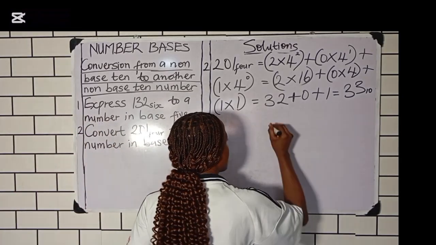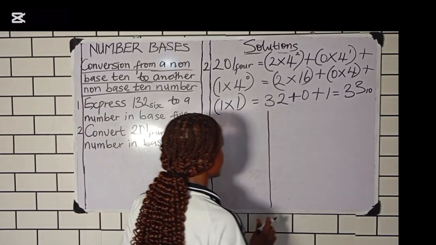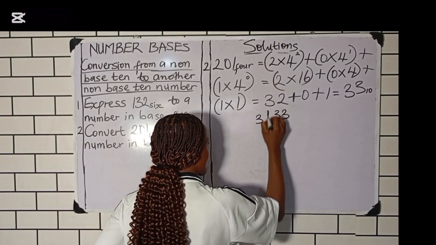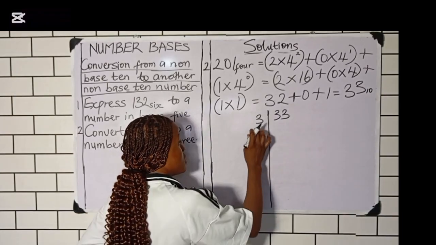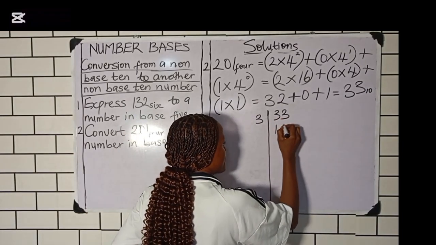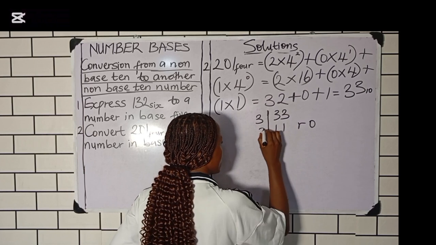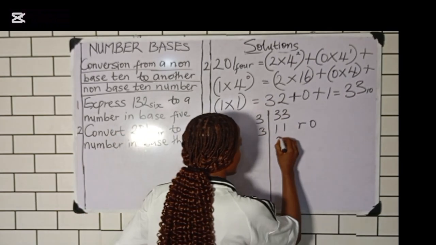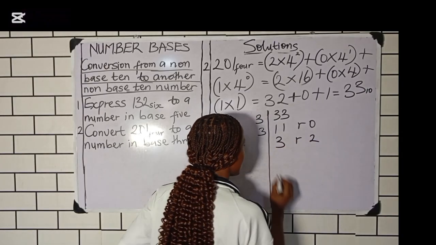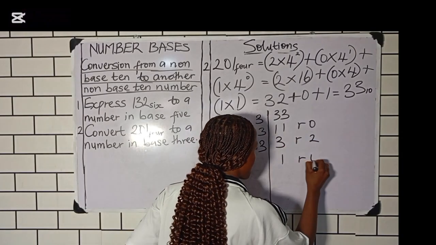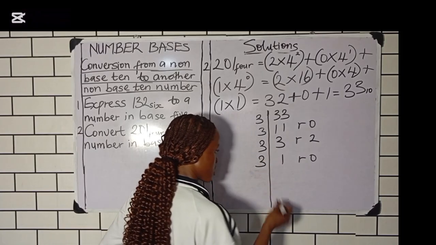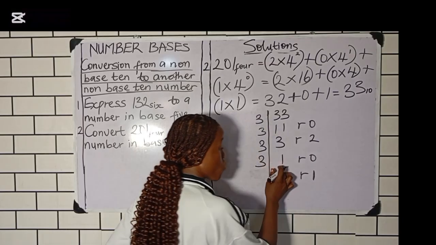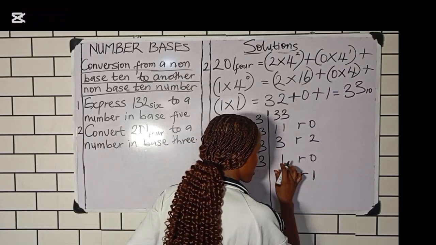Now, after getting it in base 10, you move further and convert it to base 3. You have your 33 here. We are dividing by 3 because we are converting to base 3. 3 into 3 is 1, 3 into 0 is 0, remainder 0. 3 into 11 will give us 3, remainder 2. You have your 3, remainder 2. 3 into 3 is 1, remainder 0. 3 into 1 is 0, remainder 1. This one here is the remainder because 3 is bigger than 1. Therefore, it can go. You have your 0. The remainder here will be 1.